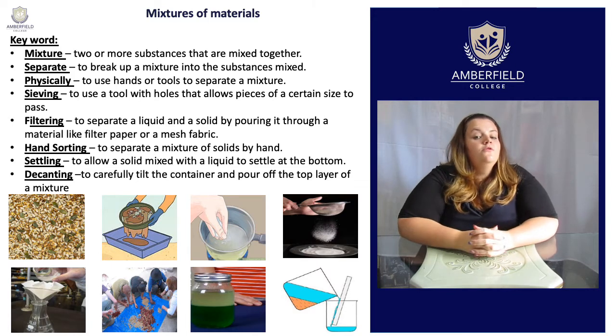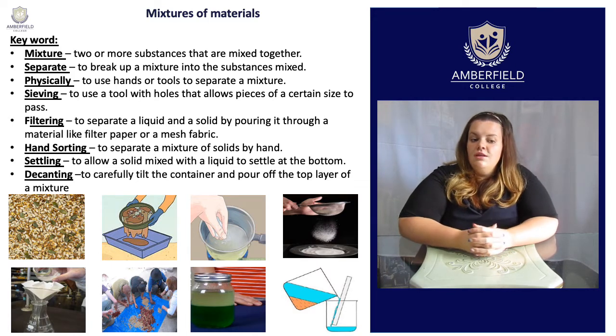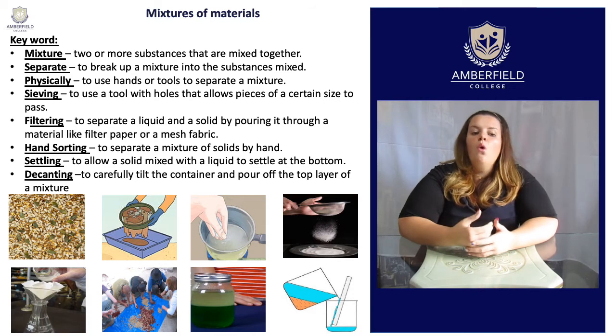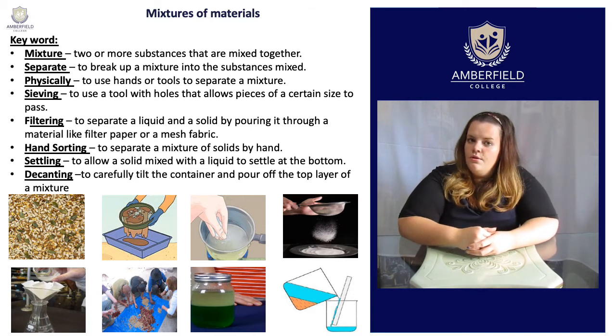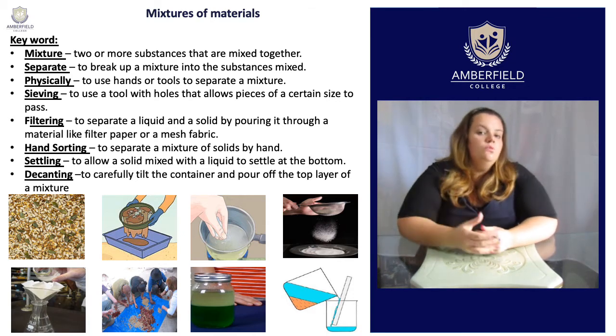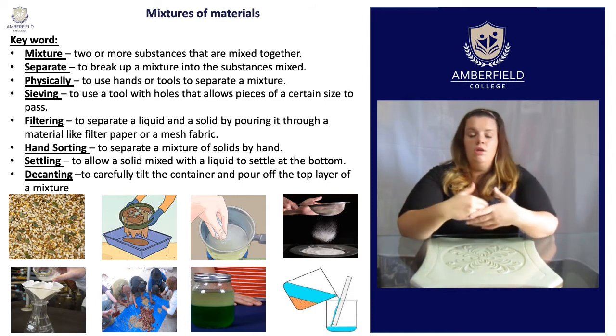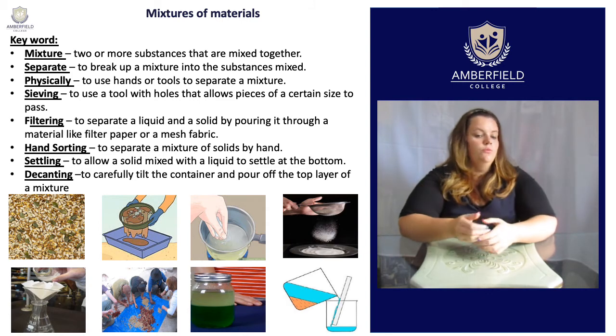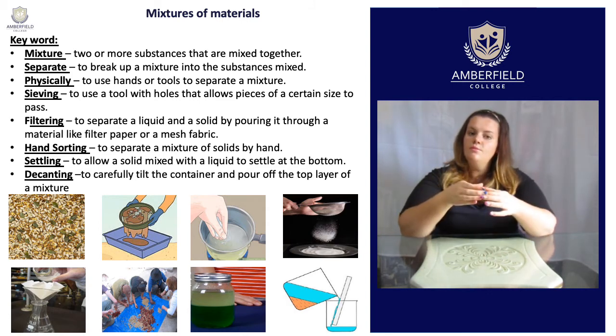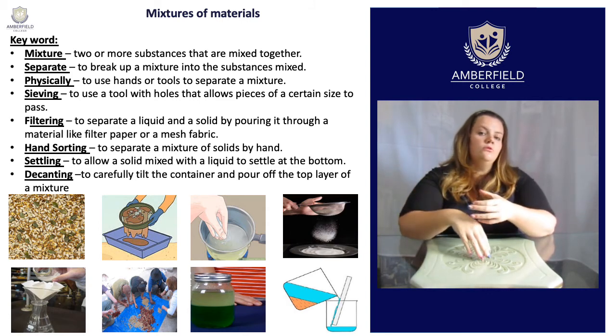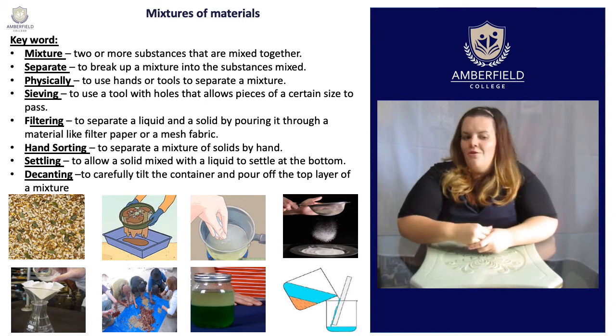Then we'll move to filtering. Filtering is to separate a liquid and a solid by pouring it through a material like filter paper or mesh fabric. So grade 6s, this would be where we talk about filter coffee. So if you know what filter coffee is, you put the coffee powder on the top in the filter paper and the water passes through to make filter coffee.